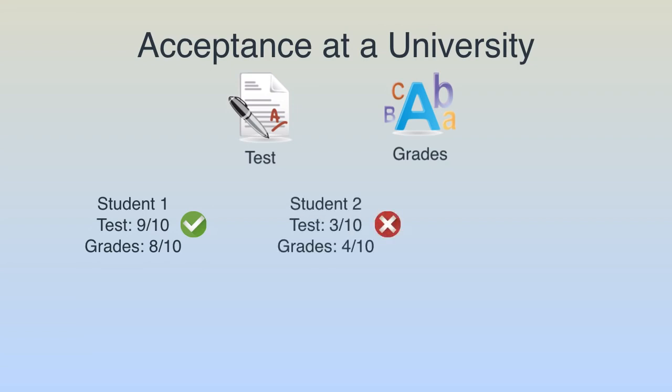We also have student 2 with scores of 3 in the test and 4 in the grades, and that student did not get accepted. And then a new student comes in, student 3. This person has scores of 7 and 6, and the question is, should we accept them or not?